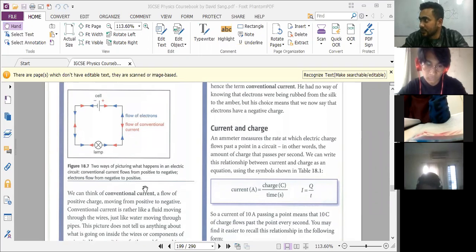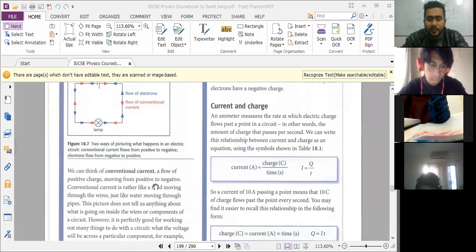Now it explains, pay attention, conventional current is explained here. A flow of positive charge moving from positive to negative.